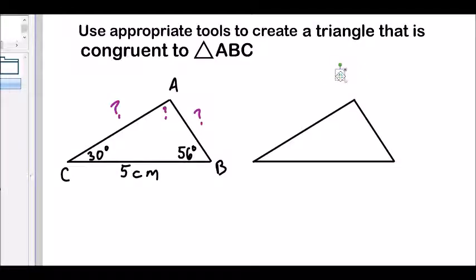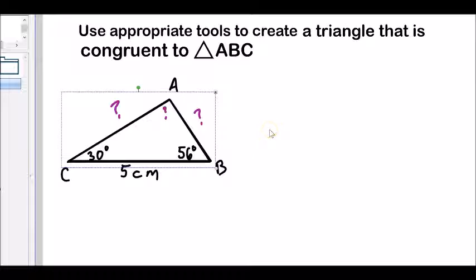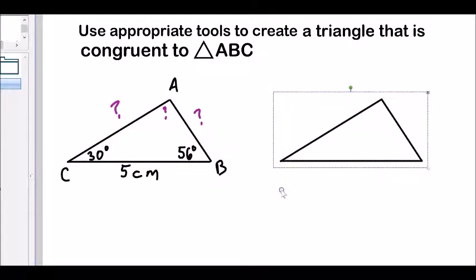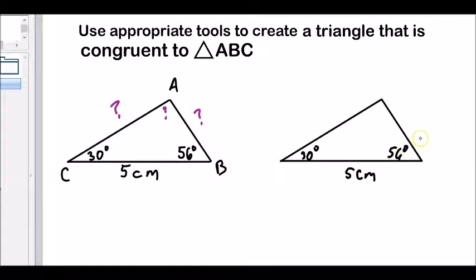Alright, now we'll compare. So it looks like we did it, and I'm pretty proud because I didn't think we were going to be able to do it with just that limited information. All we had was the 30 degrees here. We had 5 centimeters and 56 degrees.